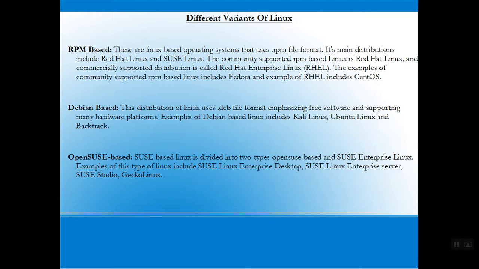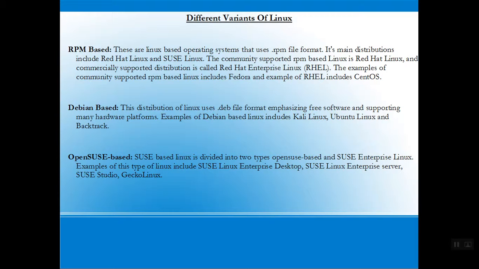Now what are the different variants of Linux? There are many variants of Linux, but here we will be focusing on RPM based Linux, Debian based Linux, OpenSUSE based Linux. RPM based Linux. These are the Linux based operating systems that use .rpm file format. Its main distributions include Red Hat Linux and SUSE Linux. The community supported RPM based Linux is Red Hat, and the commercially supported distribution is called Red Hat Enterprise Linux or RHEL.